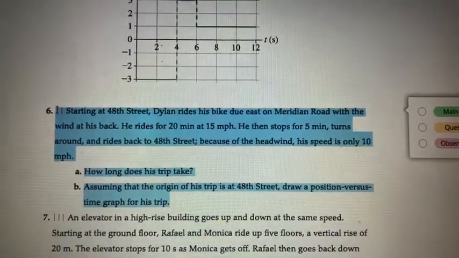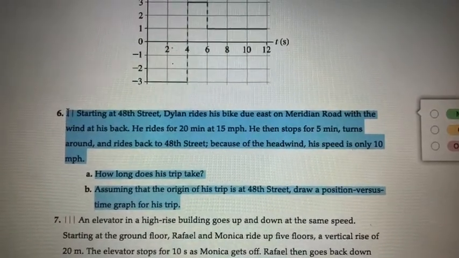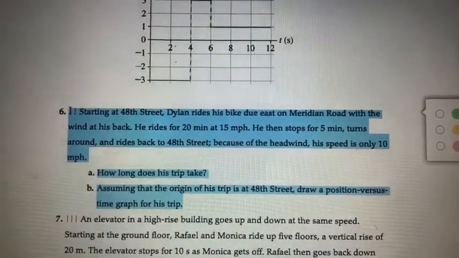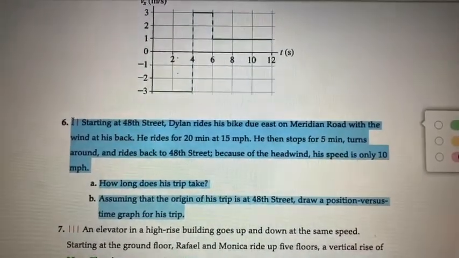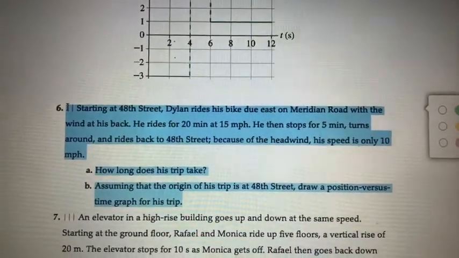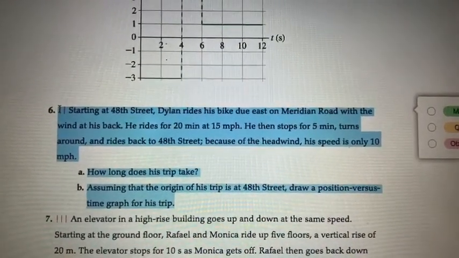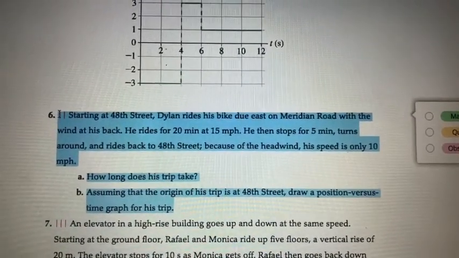Hi everyone. So my problem that I was assigned to is number 6 for chapter 2. It focuses on motion in one dimension. And the question I was assigned to was: starting at 48th Street, Dylan rides his bike due east on Meridian Road with the wind at his back. He rides for 20 minutes at 15 miles per hour.